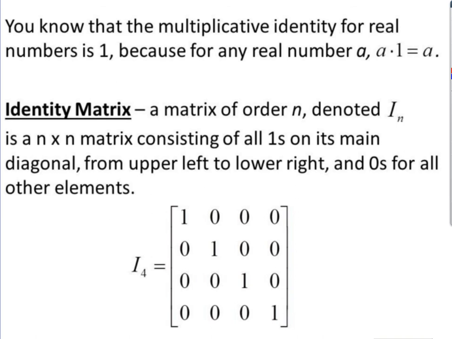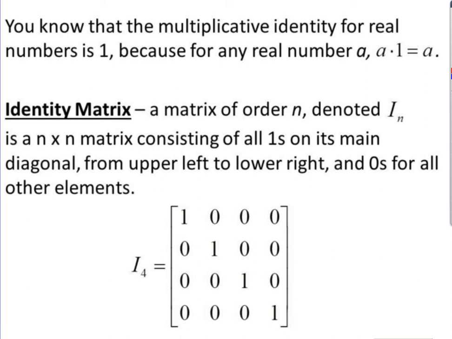You know that the multiplicative identity for real numbers is 1, because for any real number a, if we have a times 1, you'll still end up with a. So as long as you multiply something by the multiplicative identity, you end up with itself. And an identity matrix is a matrix of order n, denoted I sub n, and this will always be an n by n matrix, so it has to be a square matrix, consisting of all ones on its main diagonal from upper left to lower right, and zeros for all the other elements.